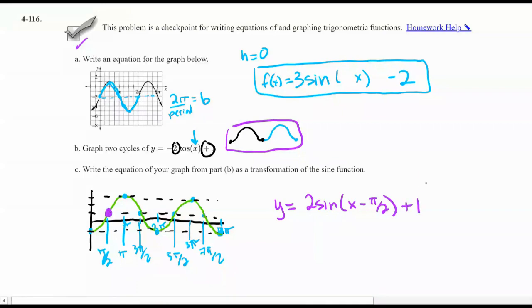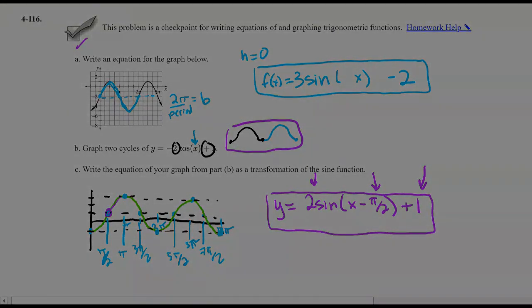So the midline stays the same. It's still 1. The amplitude stays the same. It's still going up 2 and down 2. I'm going to call it a positive sine function because I'm going up first. And then I have to have this phase shift as we shift it to the right. So I'm going to subtract pi over 2 so that I start there as opposed to starting at 0. So here is my final equation.